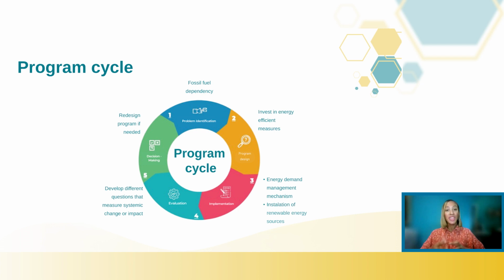We then move on to phase 3, which is implementation. And here, 3 things were advanced. Number 1, an energy demand management mechanism. Number 2, a social and sustainability plan. And number 3 is the installation of renewable energy sources. The idea is to increase the efficiency of current use, better plan for future uses, and diversify the energy matrix.